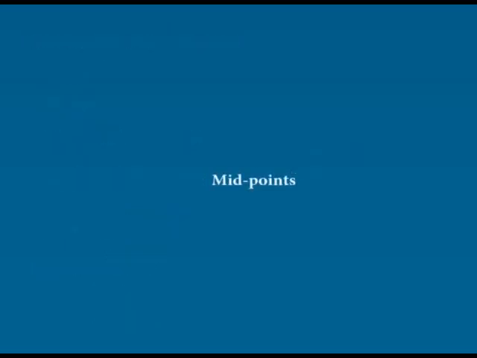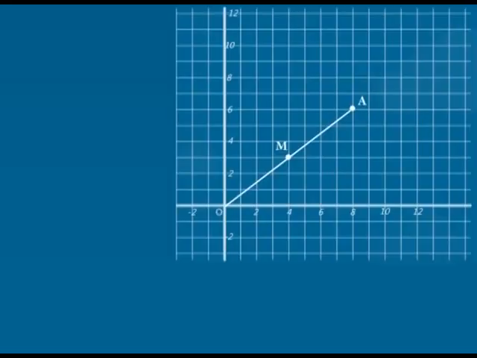Finally, midpoints. Now, a point that bisects a vector is called its midpoint. To find the midpoint of a vector, we get the point that lies halfway on the position vector. Now, suppose M is the midpoint of OA. OA is equal to (8, 6) and OM is equal to (4, 3). OM is equal to a half OA.